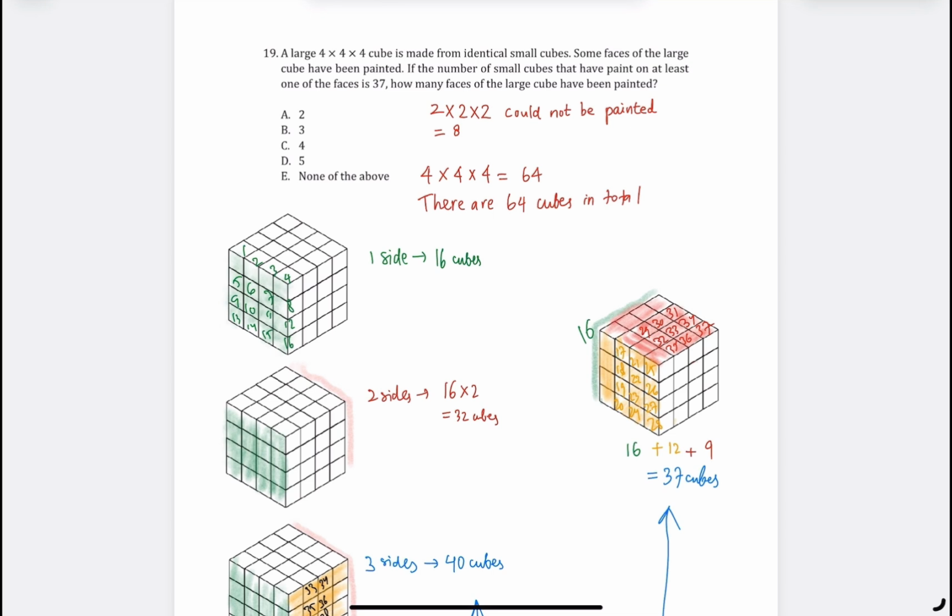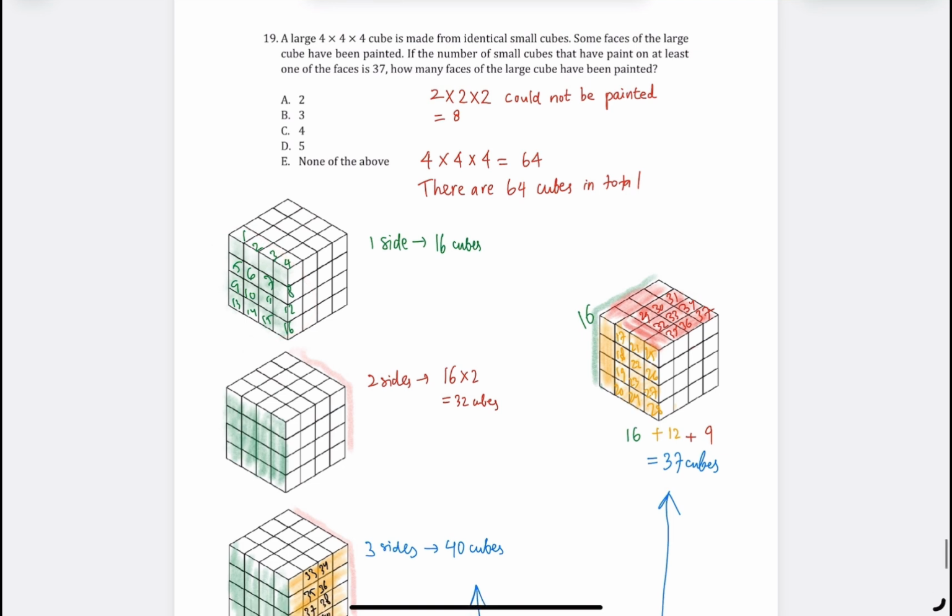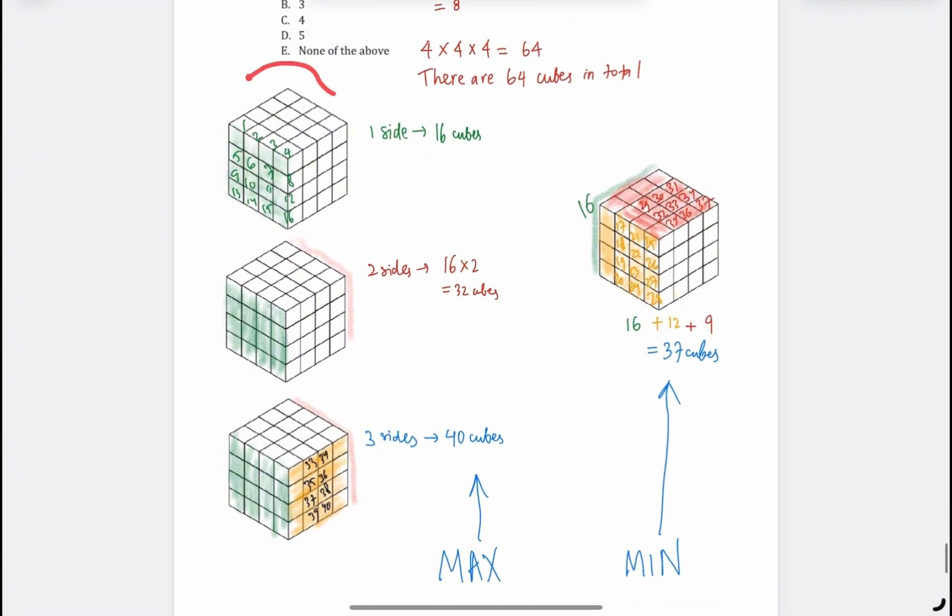Okay, in this question, let's say one of the faces has been painted. So one face is painted. That means the number of cubes that have paint on at least one of the sides will be 16. Okay, if two sides, the maximum we can have is 32. Okay, we have 32. Then the third side, if we choose these two, it will be this.